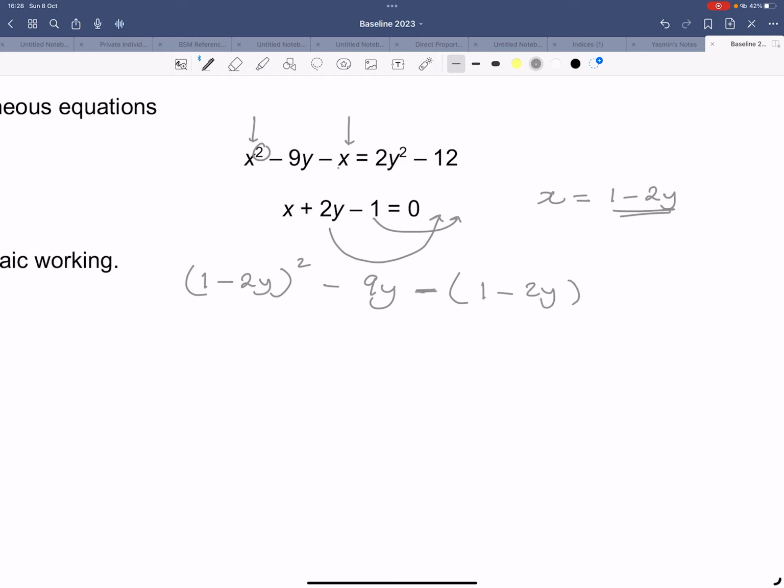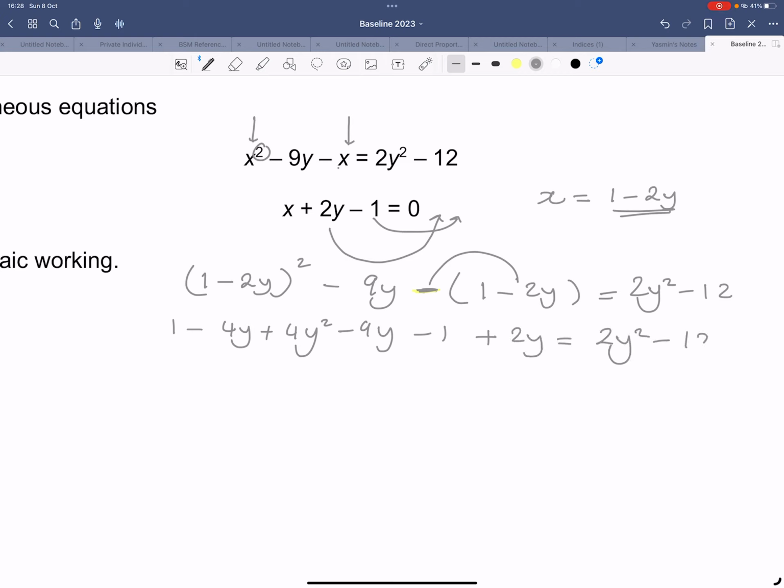Remember, this minus is going to cause me an issue, so we need to put it around brackets. It's so important. Continuing, equals 2y squared minus 12. Expanding this one: 1 minus 4y plus 4y squared minus 9y minus 1 plus 2y equals 2y squared minus 12.